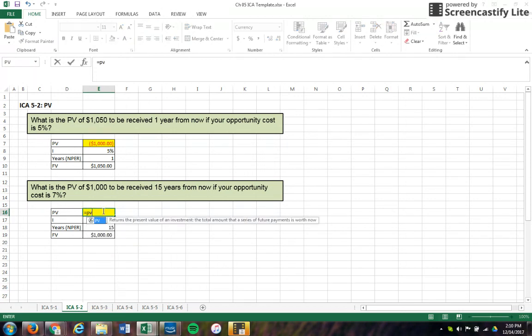Instead of using the insert function button, I can just type in equals, use the PV function, parentheses, looking for my rate. So I know my rate's underneath this box down here. Hit comma. Number of periods is 15. Payment, we don't have a payment. Future value is 1,000. We close the parentheses. So that is my formula to calculate present value. And we would have to deposit $362.45 in order to have $1,000 in the bank in 15 years at 7% interest.